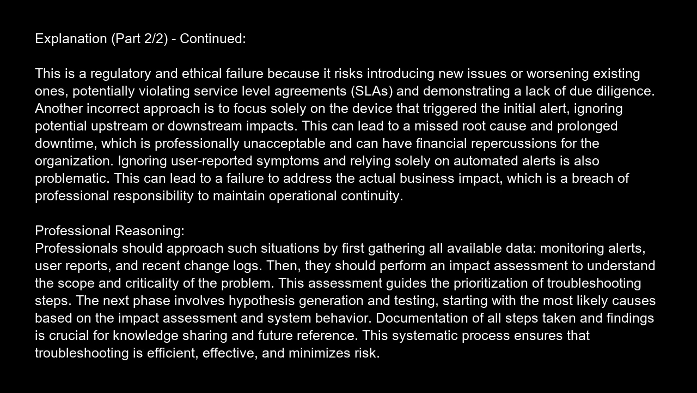Professionals should approach such situations by first gathering all available data: monitoring alerts, user reports, and recent change logs. Then, they should perform an impact assessment to understand the scope and criticality of the problem. This assessment guides the prioritization of troubleshooting steps. The next phase involves hypothesis generation and testing, starting with the most likely causes based on the impact assessment and system behavior. Documentation of all steps taken and findings is crucial for knowledge sharing and future reference. This systematic process ensures that troubleshooting is efficient, effective, and minimizes risk.